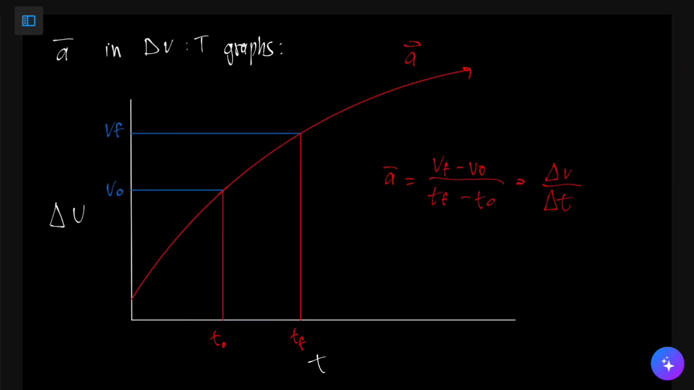So if you plot your velocity as a function of time, you will get this graph. And if you want to find the acceleration from this point to this point, you subtract your initial velocity from your final velocity, and divide that by the change in time. So just subtract the two, divided by subtracting the two again, then you will get that acceleration is basically the change in velocity over the change in time.